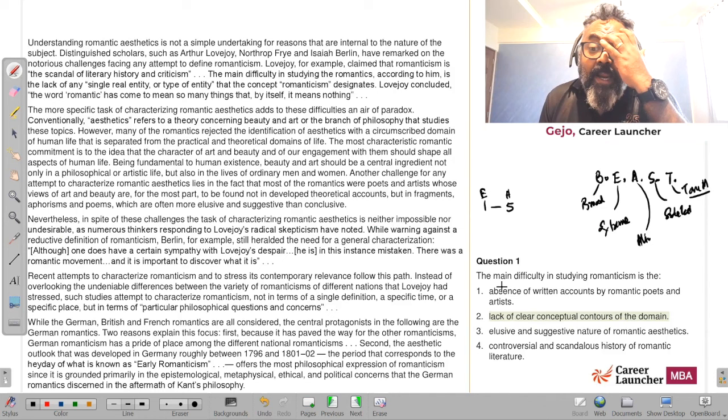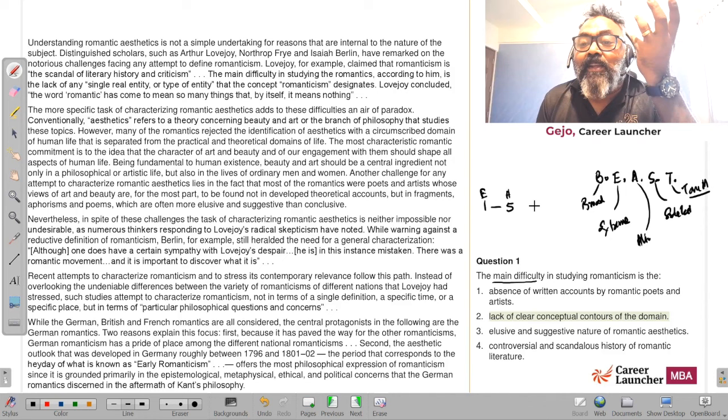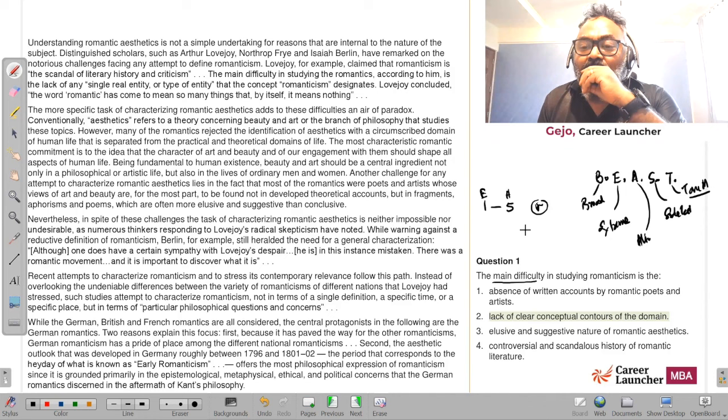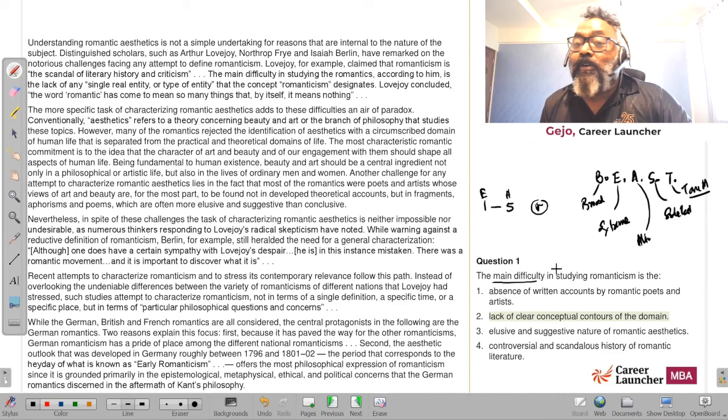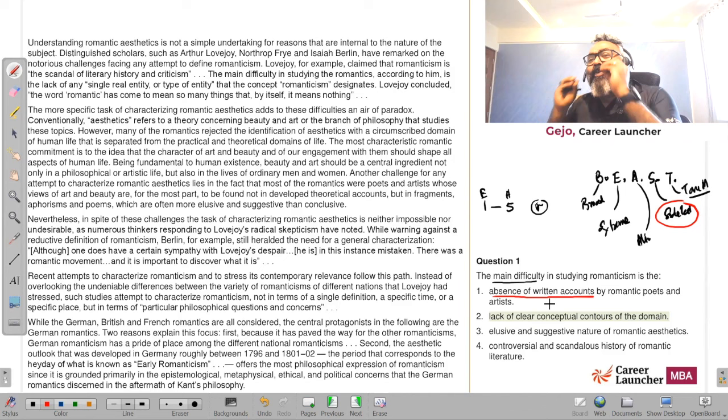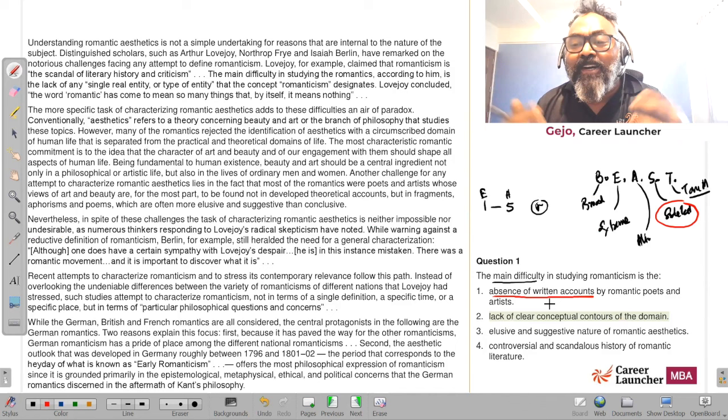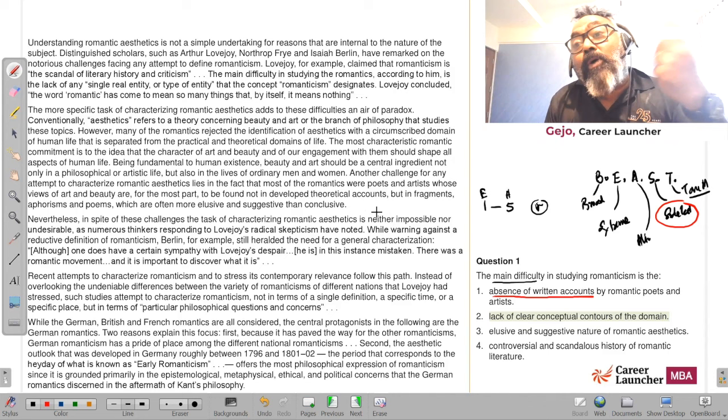Okay. The main difficulty in studying romanticism, here again, a lot of ideas, thoda vague hai, various ideas. Now, you have to be careful because here a lot of sidetrack may come in, but I'm sure that you can capture this. The absence of written accounts, koi kisi ne likha nahi, बोल रहे हैं यार, they only talk, they have not written. तो where is the absence of written account? पर हमारे पास, they have written stuff, but the problem is the written poems, it is not the absence of written account. So this is the problematic part.